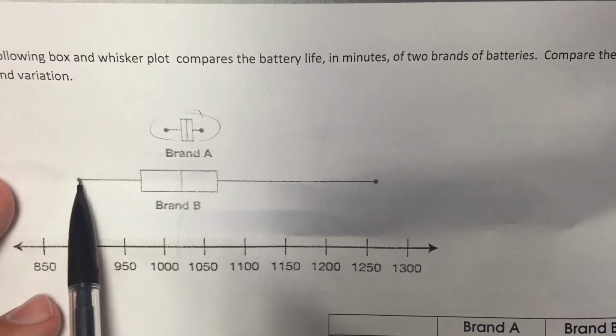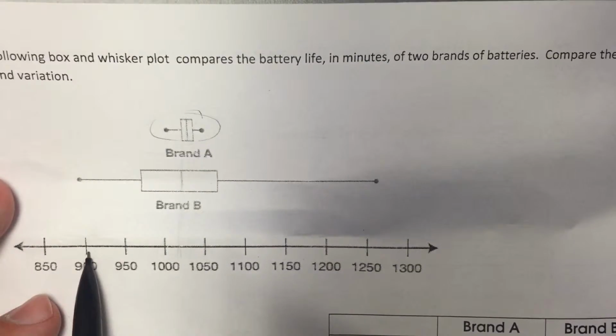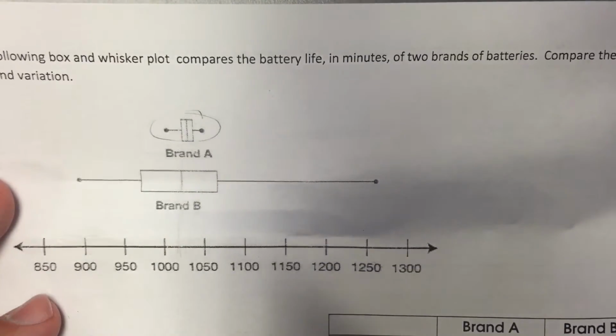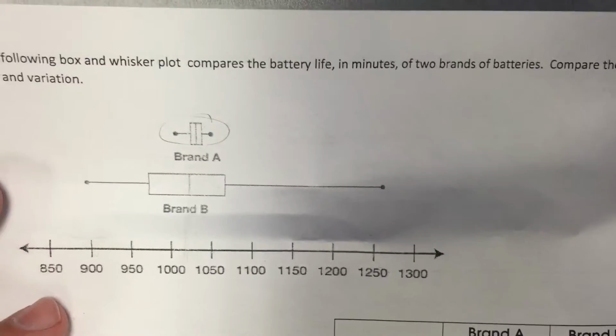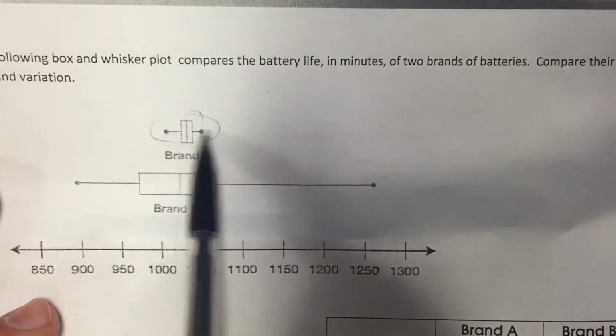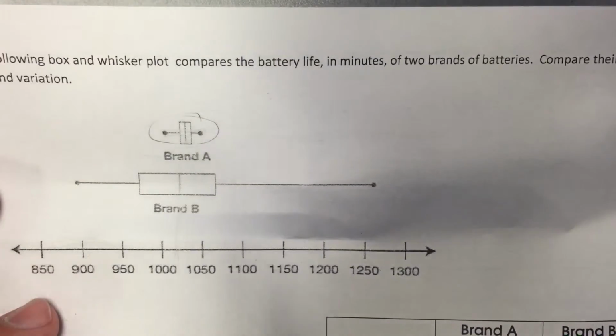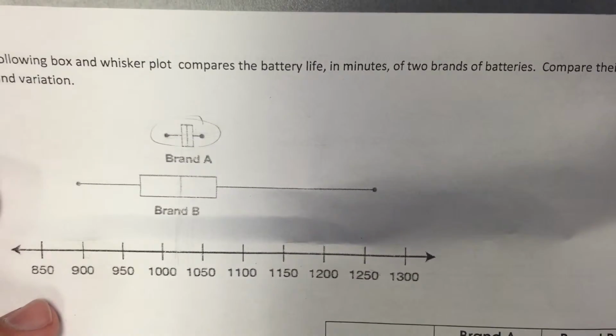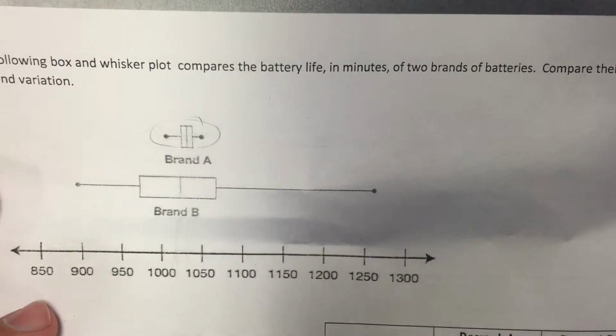I could end up with a battery that lasts for less than 900 minutes or one that lasts for 1,250 minutes. Compared to the range here, how tight it is means that it's more clustered and it's going to be more consistent with this. So I want to be able to compare center and variation. Again, variation is that idea of spread.